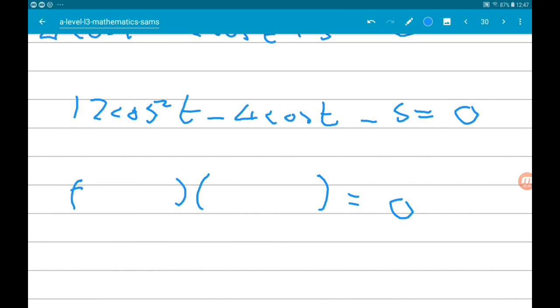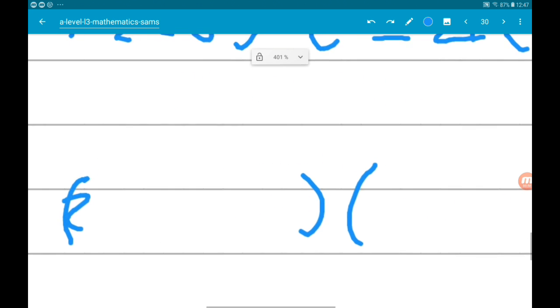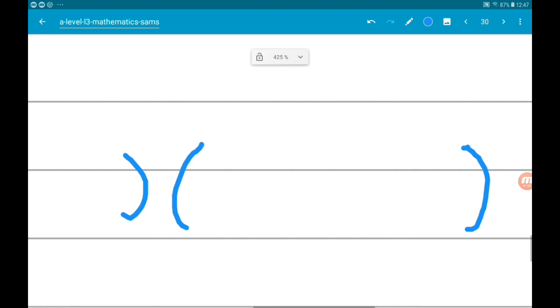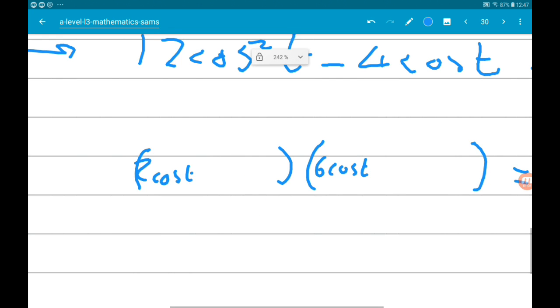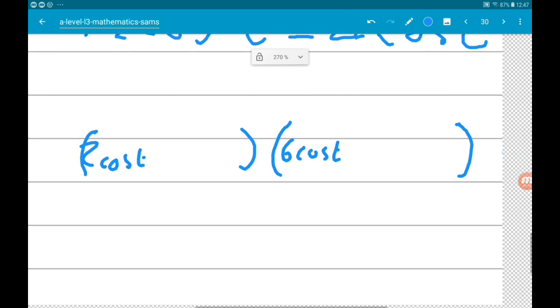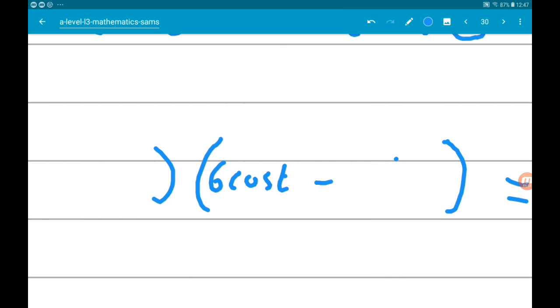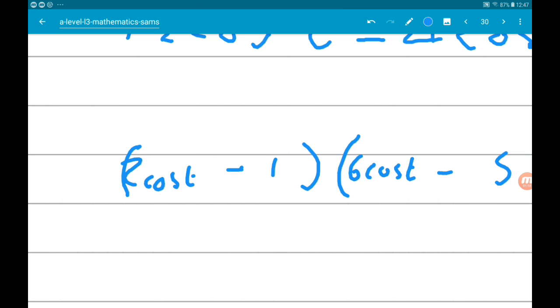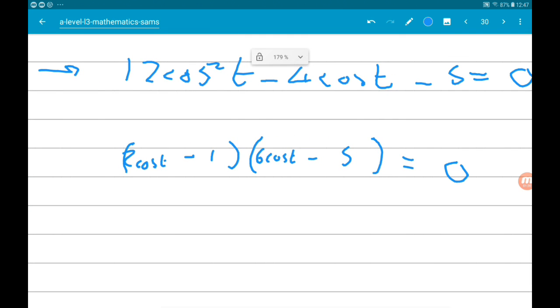2t there, a 6t, sorry, cos of t, so 2 cos t and 6 cos of t. Now, if we stick a minus 5 there, we're going to need a plus 1 there, and that works.